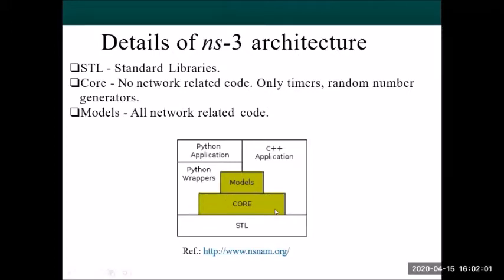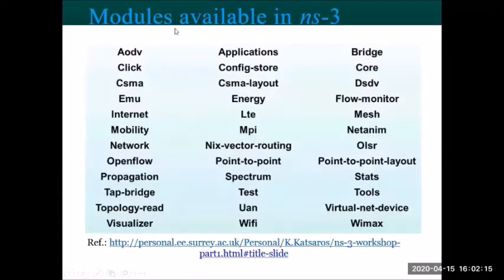On top of that sits the core module, which doesn't have any network related code, but only code like timers, random number generators, and so on. And above that, we have our network models. In the network models, I gave you some examples of the network models which are present. This is just a single slide example. There are many more such network modules which you will find when you open the source directory in your NS3.